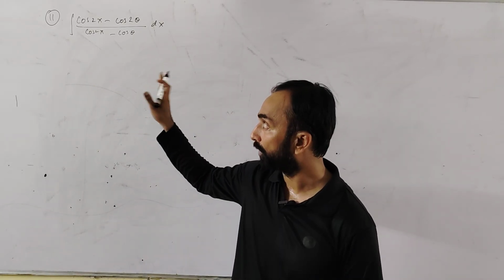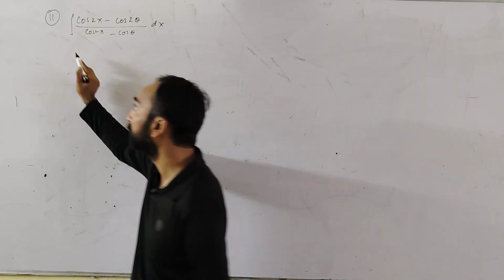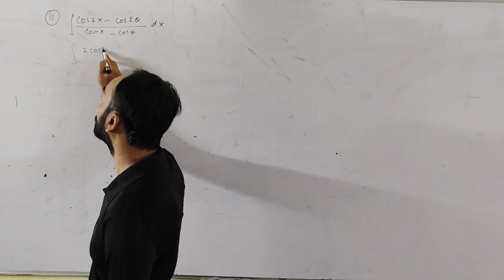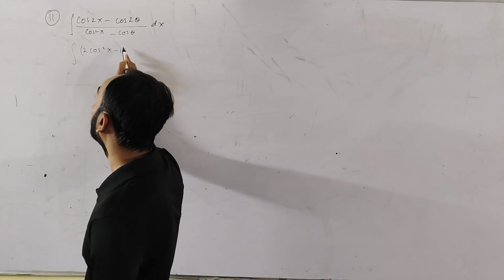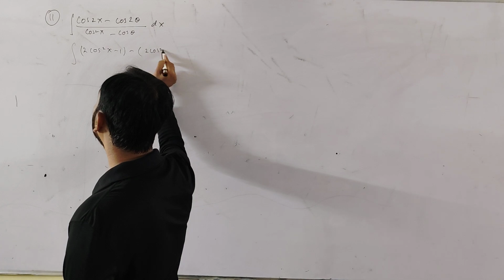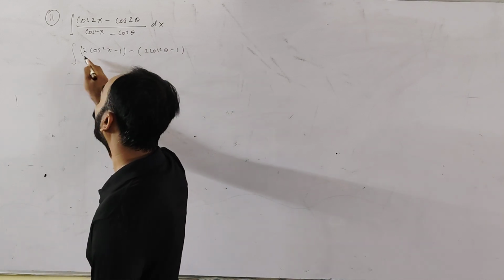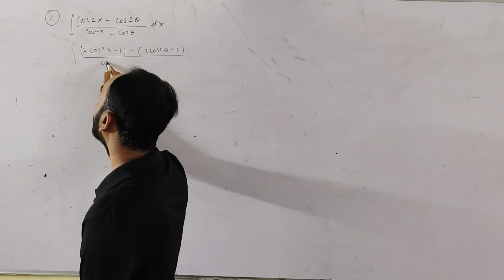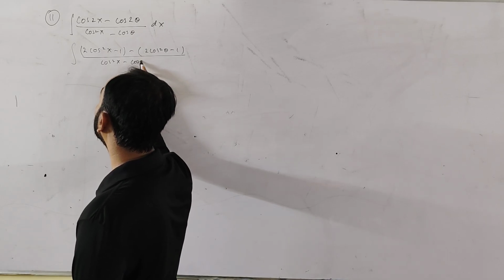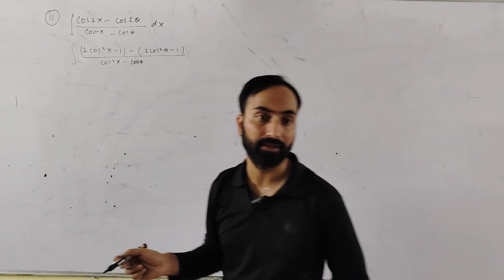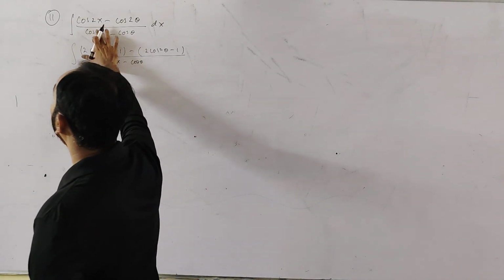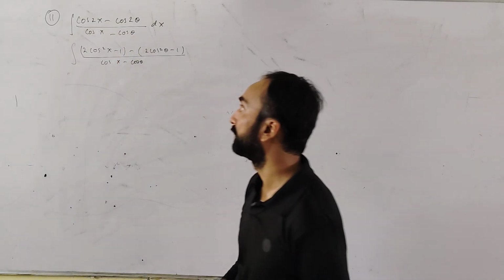So we can break cos 2x as 2 cos square x minus 1, and minus the same thing, cos 2 theta can also be written as 2 cos square theta minus 1, divided by cos x minus cos theta. I think it is cos x only. Is it? So there is no square. Make a correction. So this is cos x only, right?